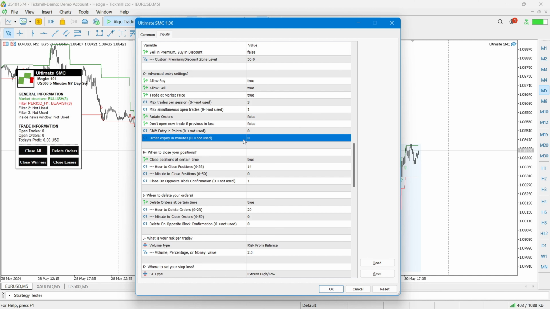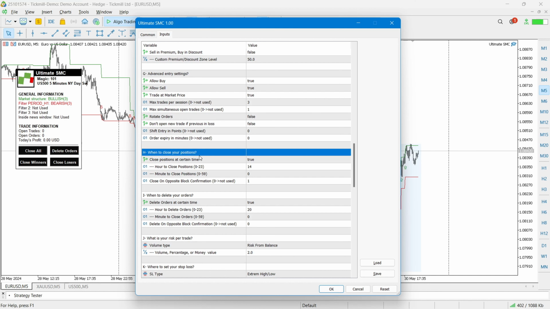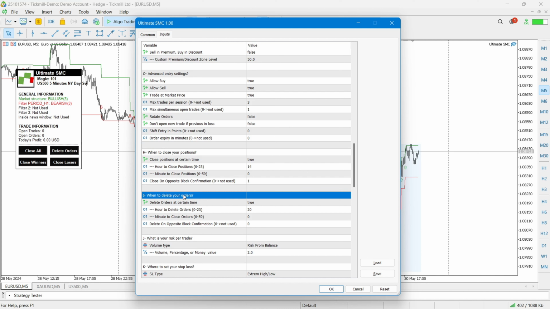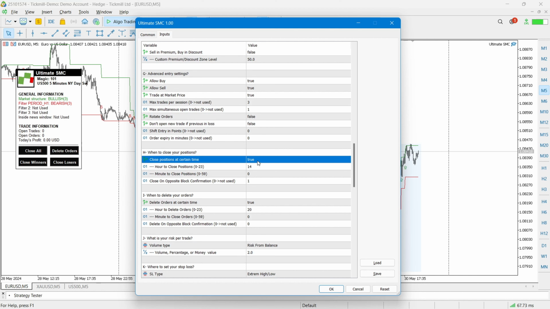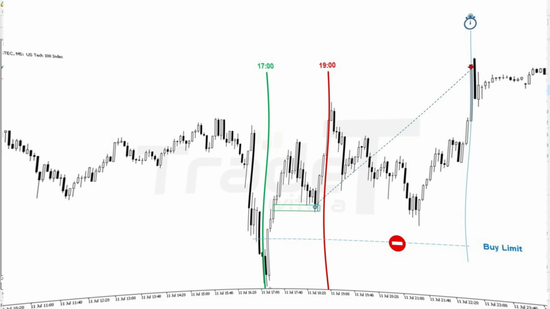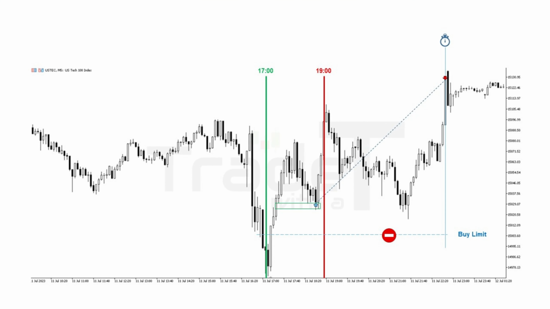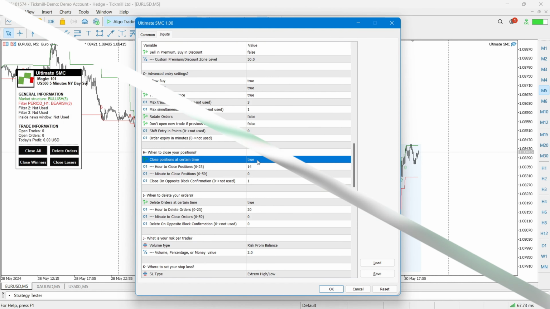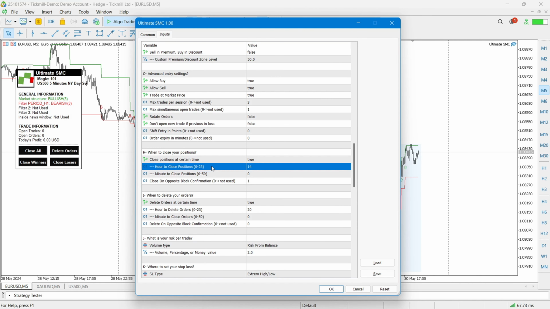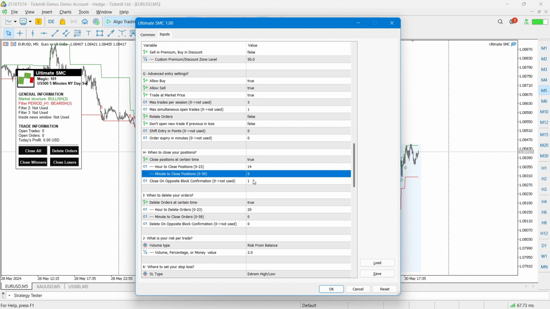Now we have talked about the advanced settings. Let's talk about when to close your position and when to delete your orders. Both have the same configuration, so let's talk about one, and the second will be quite similar. Basically, you can specify to close or delete your orders at a specified time. You can activate this option by putting it at true, meaning you will use the close hour and close minutes to close your position or delete your trade.